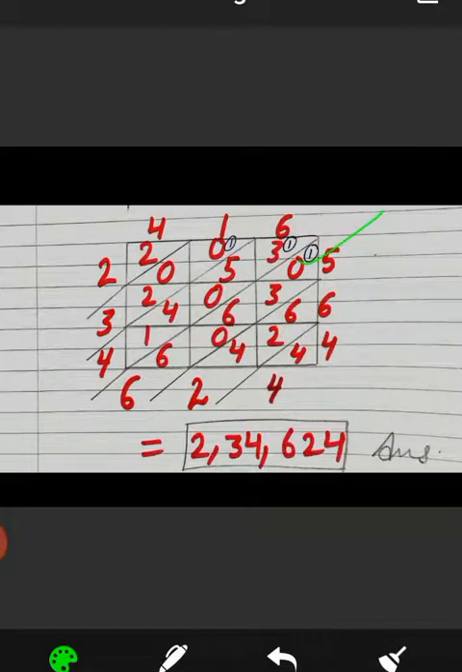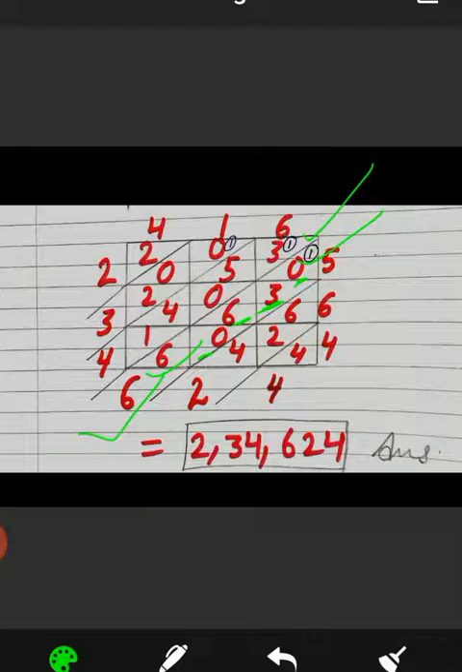Now here you will add the carry over 1. 1 plus 0 is 1. Plus 3 is 4. 4 plus 6 is 10. 10 plus 0 is 10. 10 plus 6 is 16. So 6 here. 1 you need to carry over to the next.